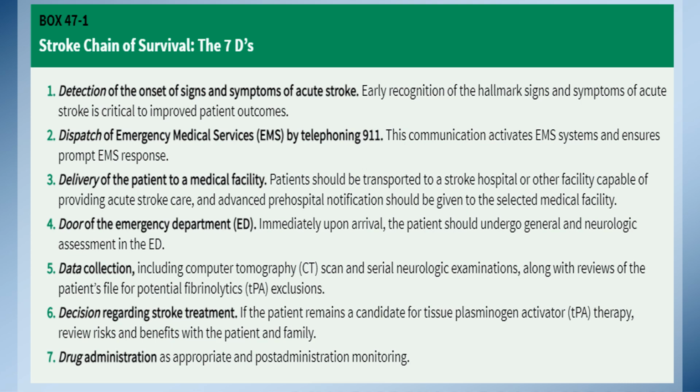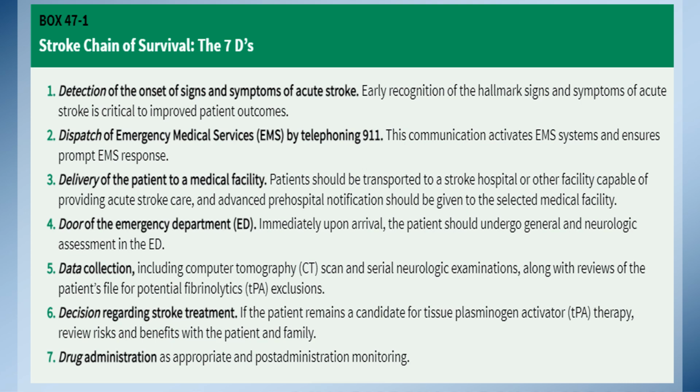So the patient should arrive to the medical facility. And four, door of the emergency department. So they should arrive to the emergency department, and immediately upon arrival, a neurological assessment should be completed. You want to note the time of onset. And number five is data collection. So a CAT scan would be done immediately, along with a series of neurological exams. Once it is determined that the patient has an ischemic stroke or a hemorrhagic stroke, then the treatment will be determined, and that is step 6.